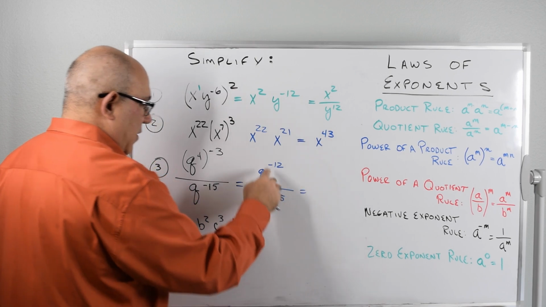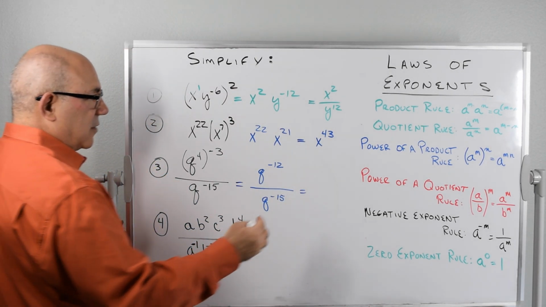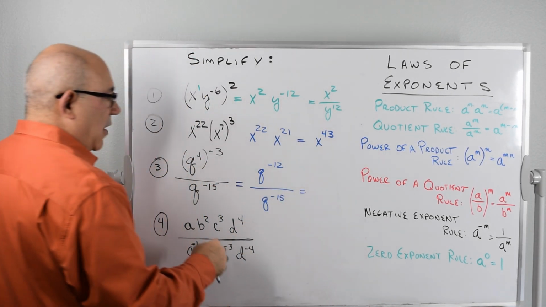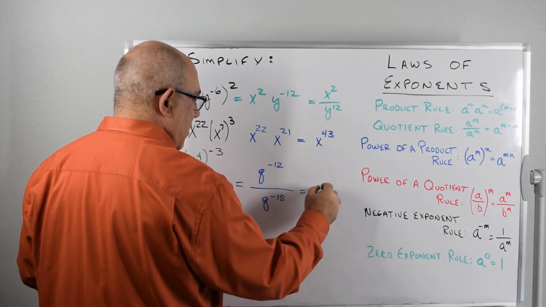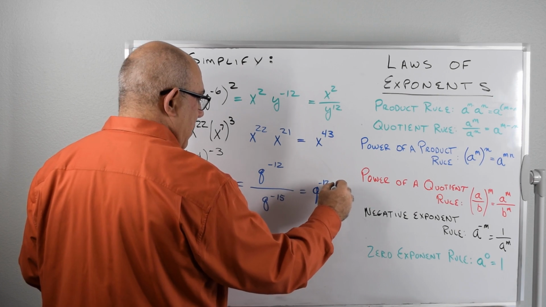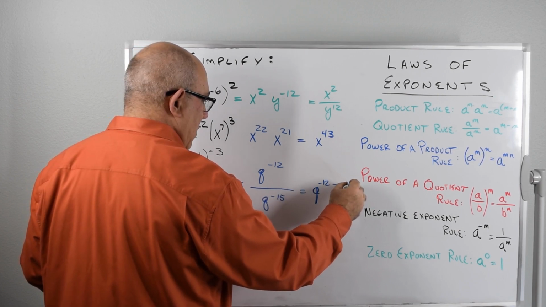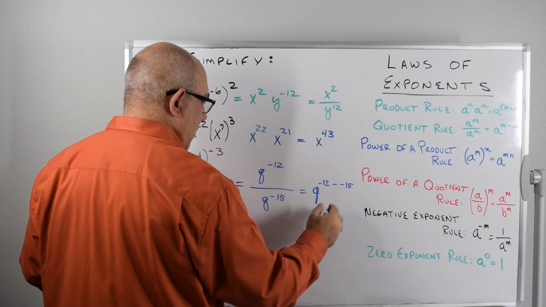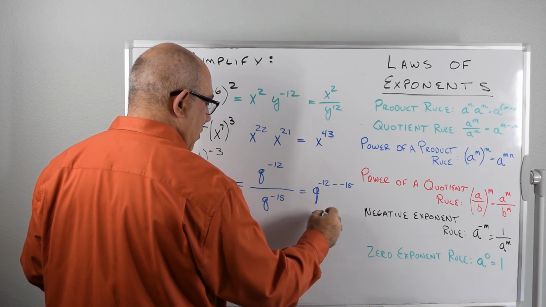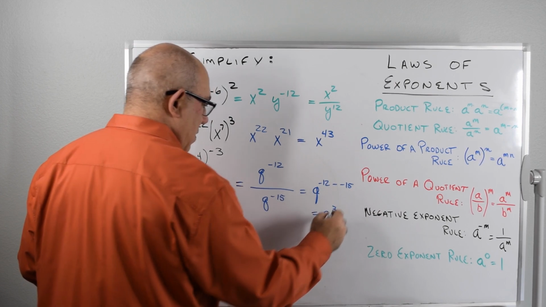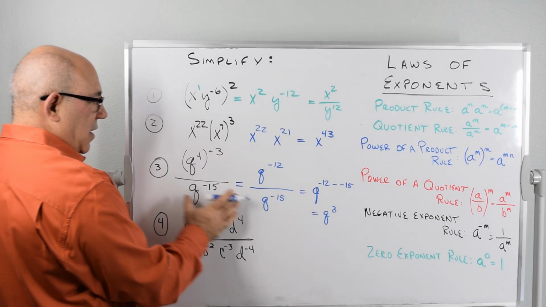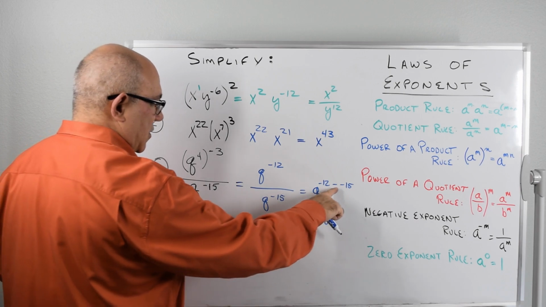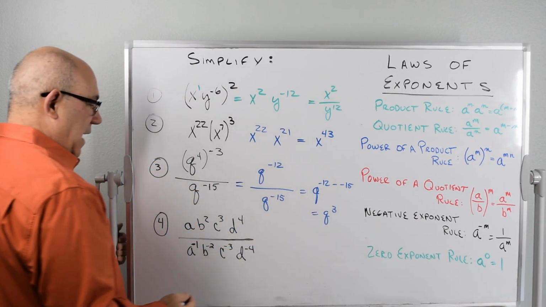Now, which rule do you think we're going to use here? Yes, we're going to use the quotient rule. So now what we have to do is q to the minus 12 minus a minus 15, which is really plus 15. So that's going to equal q cubed. Okay? So there's a case where we had to use 2 rules, but we could just walk through, and when you subtract the minus, you know you're going to add.